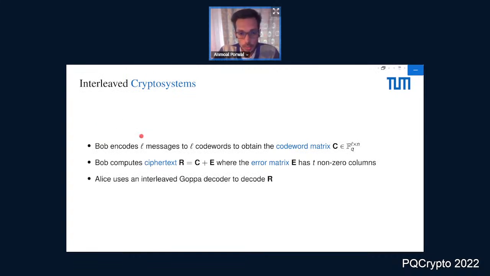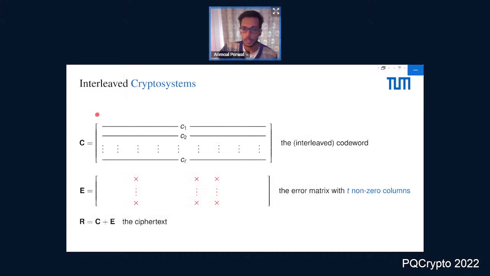So what Bob would do is, instead of encoding one message, he would encode L messages, and he gets L codewords, and then he puts them in a matrix as the rows of the matrix, and then he adds t column errors to that codeword matrix. You could do that by adding an appropriate error matrix that has t non-zero columns, and that's how he gets the ciphertext. And then Alice can use an interleaved Goppa decoder to decode it.